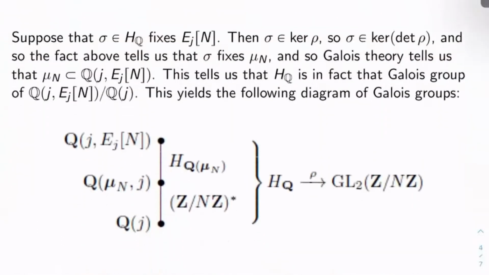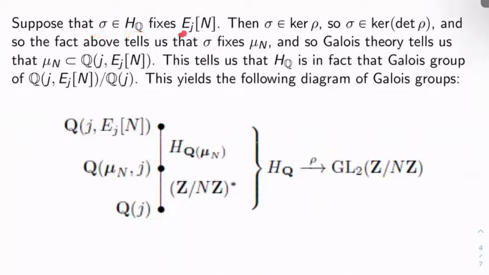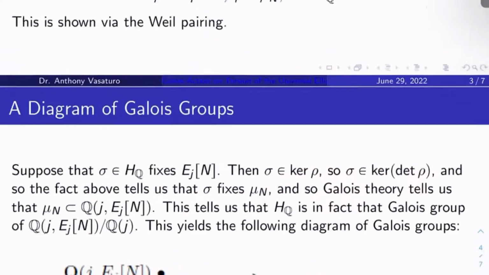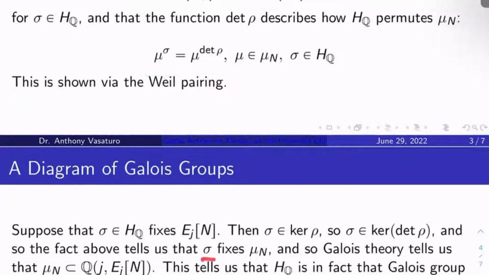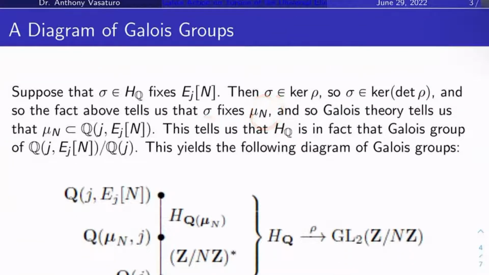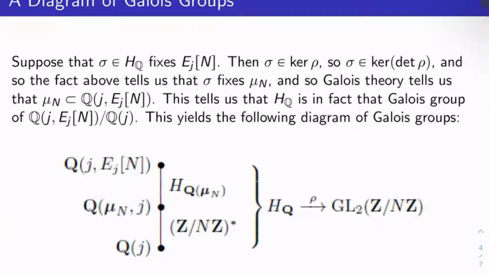Okay, now let's suppose I have sigma in the Galois group fixing the n-torsion of E sub j. Then by definition, sigma is in the kernel of rho, so sigma is in the kernel of det rho. But then this fact up here tells me that sigma must fix mu_n, right? Because if it's in the kernel of det rho, then det rho is 1, and so I'll have sigma of mu is just mu for all mu in mu_n. In other words, the nth roots of unity are fixed by sigma. And then Galois theory tells me that mu_n is just in Q adjoin j and the n-torsion of E sub j. So if I fix the n-torsion of E sub j, I automatically fix mu_n.